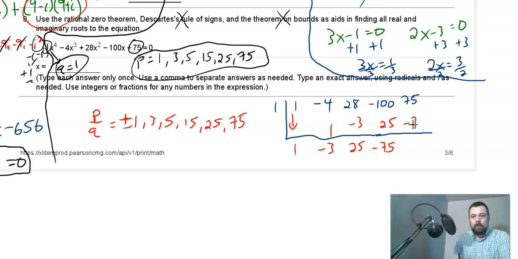-75 times 1 is -75. You add those together, you get 0. So it works again. Works every time. So 1 works. Stop and factor. X minus 1 will be a factor.